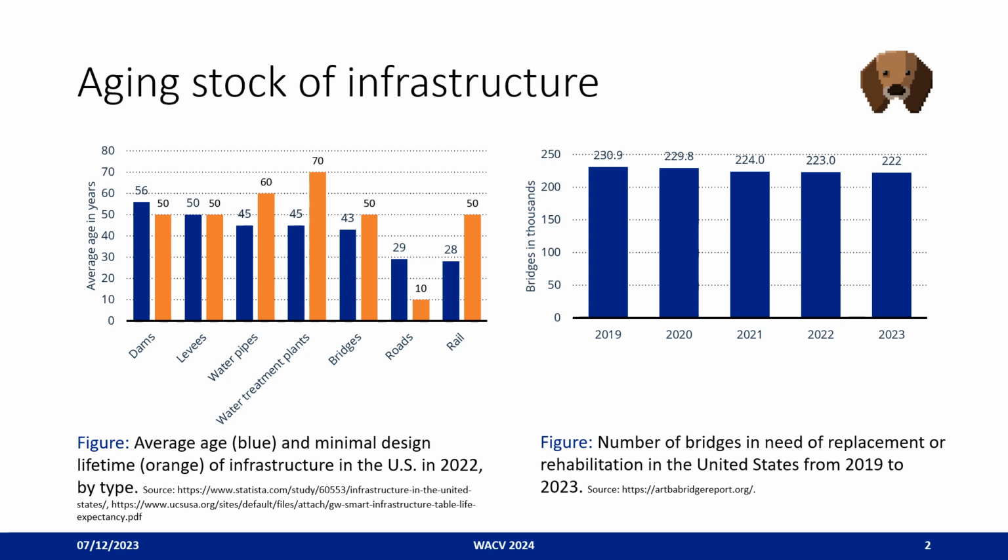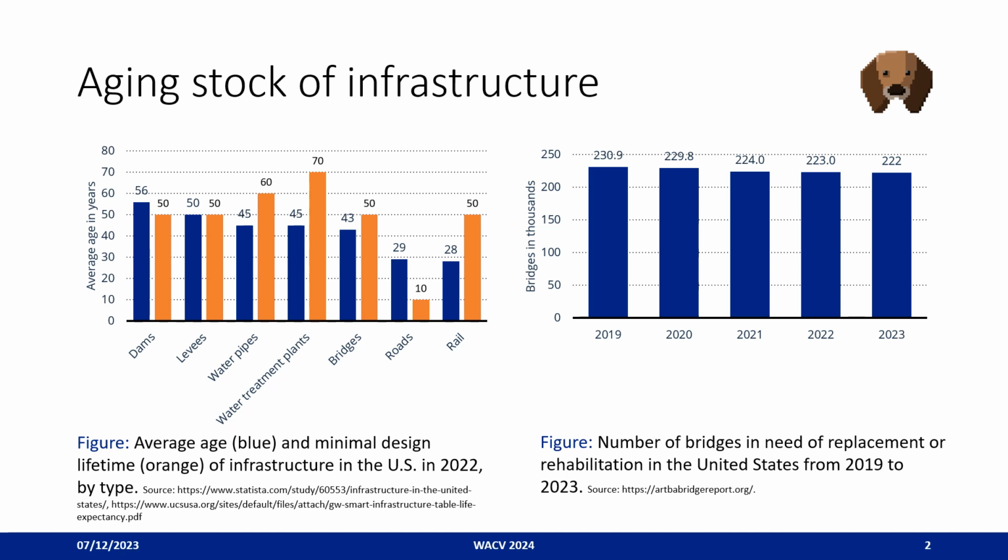On the left side, you can see the average age of infrastructure types in blue and their minimal design lifetime in the US in 2022 in orange. Nearly all infrastructure types reach the end of their lifetime in the near future.